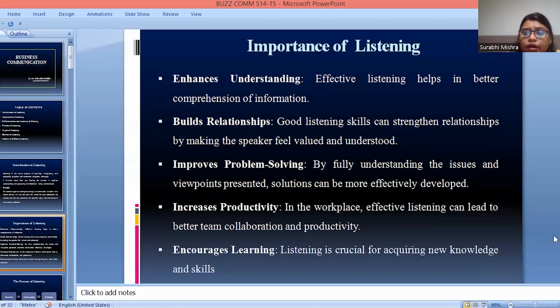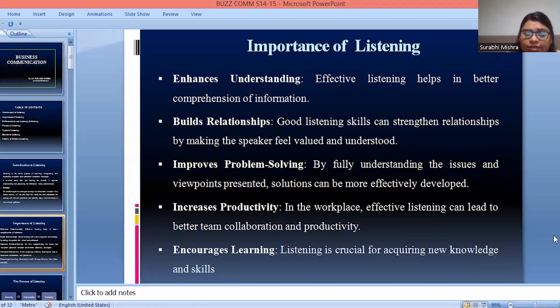So here, when we are listening very keenly, very properly, then we may acquire some new knowledge and new skills. And for that, we have to listen. To learn something, you have to listen to it carefully, right?